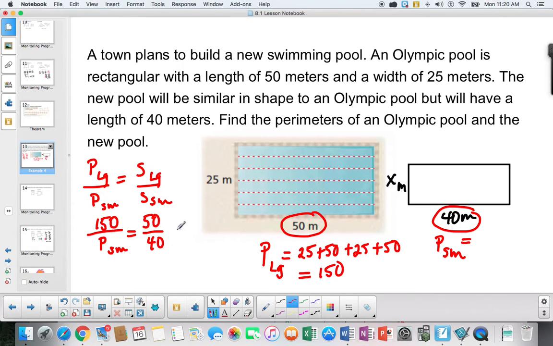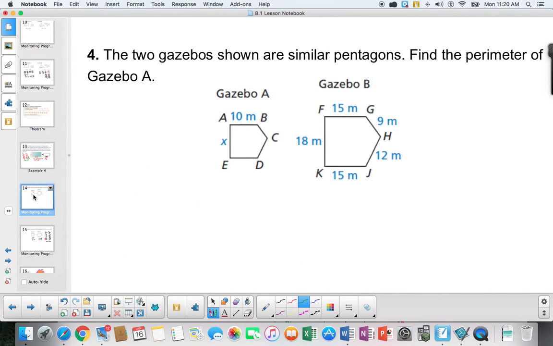Now I'm going to reduce this fraction right away, and I can see that I have a 5 up here, and to make it 150 I'm going to have to multiply by 30, and that means I'm going to multiply the bottom by 30 to get the perimeter of the small, and so the perimeter of the small will be 120. Notice that I got the perimeter of the small without having to find the missing side. All right, your turn. See if you can find the perimeter of gazebo A. Stop the screencast.